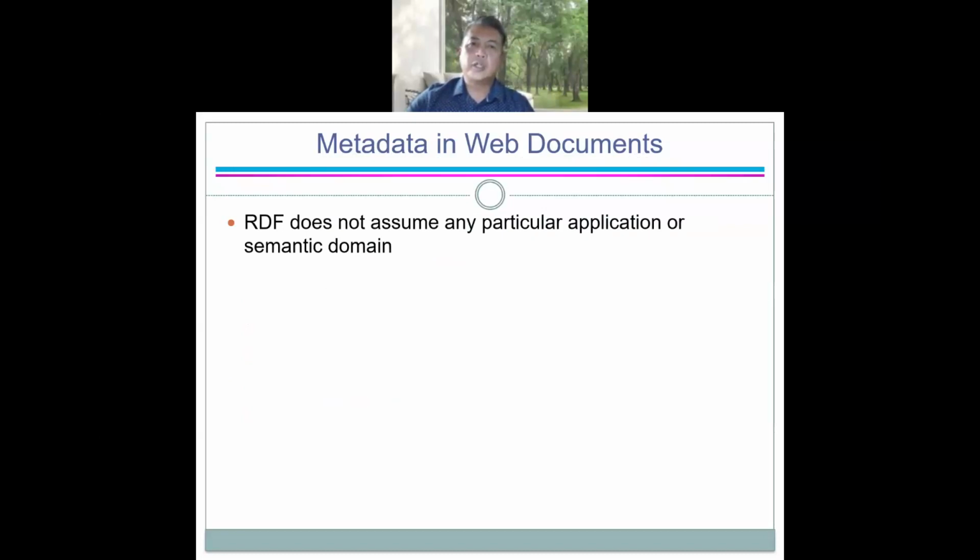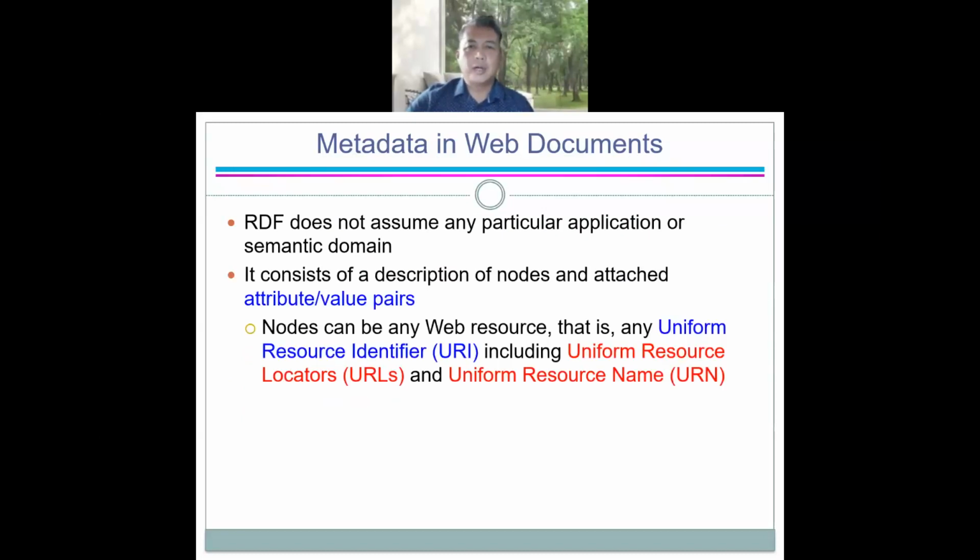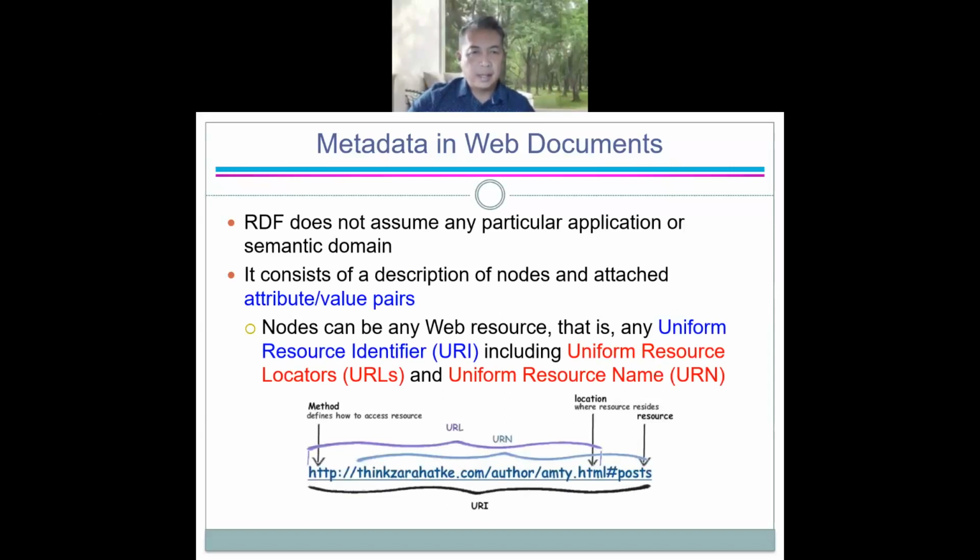The RDF does not assume any particular application or semantic domain. So we are looking at this as the main node. For example, up to this stage, this is what we call the URL. The URL starts from the HTTP until the end of here. But when you have this symbol and other symbols connected to the URL, this is what we call the uniform resource name. So this is the name. But all together, together with the HTTP, this is called the URI.